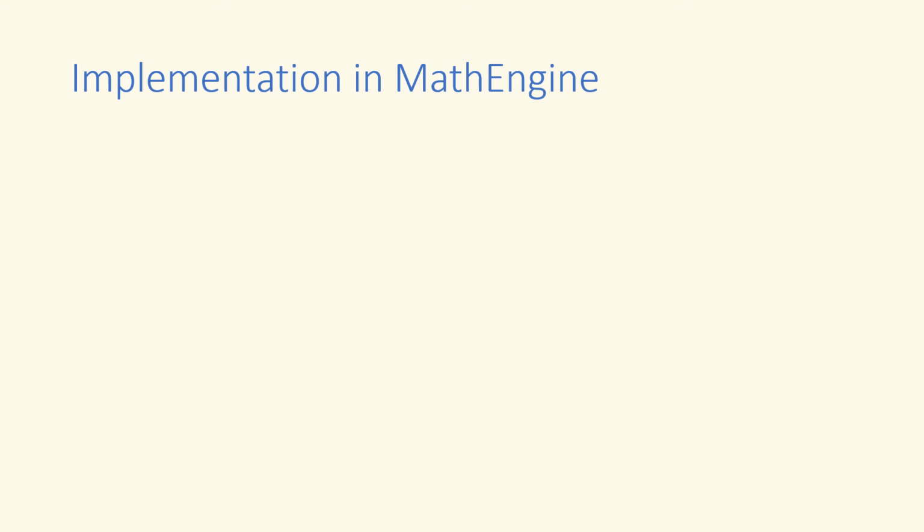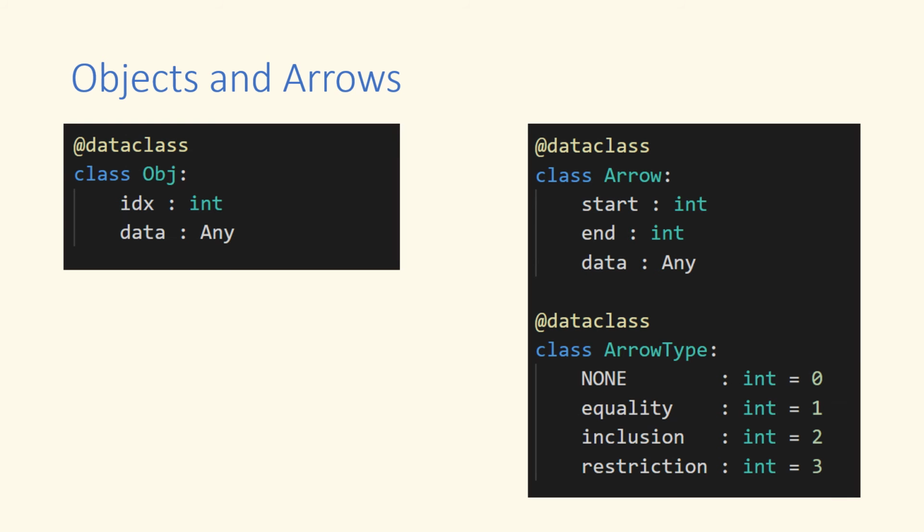So now that we've worked through the abstract version, let's see how this is implemented in MathEngine. There are 2 types of data in our model, objects and arrows. An object has a name, or index, and the associated data, dimension in the case of shapes. An arrow is composed of the starting and ending objects, and the associated data, such as the type of relationship. For some technical reasons related to the matrix encoding, we also need a type of arrows that represents no arrow existing, called none in our framework.